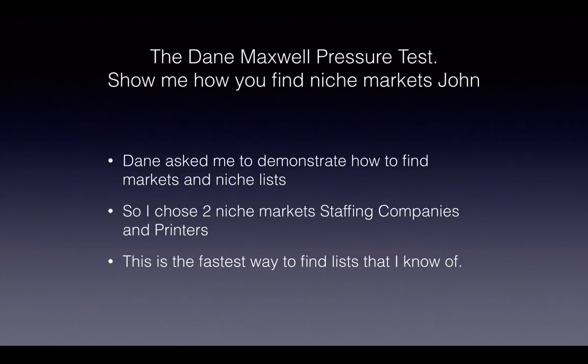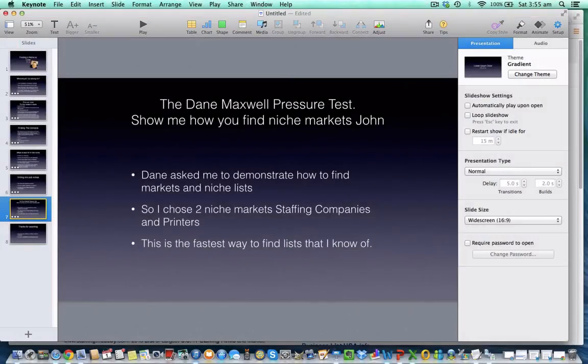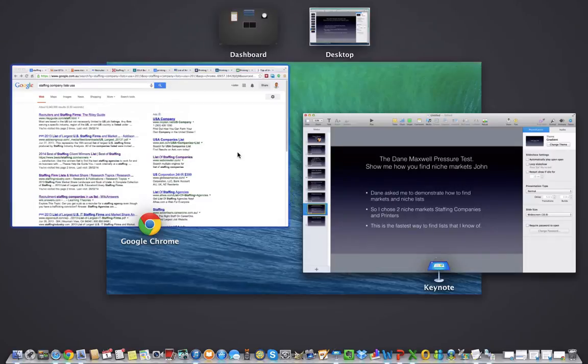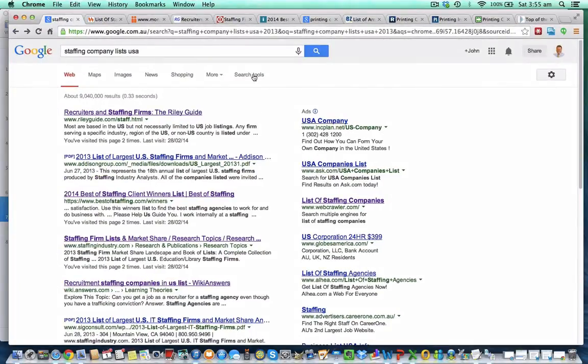So I'm just going to escape out of this presentation and go to Google, our friend Google here, and you'll see that I've typed in staffing company lists USA. All of a sudden on the list you've got recruiters and staffing firms, Riley Guide, and the best staffing client winners. This is an award for staffing companies. So let me open a few of these up just to give you a perspective.